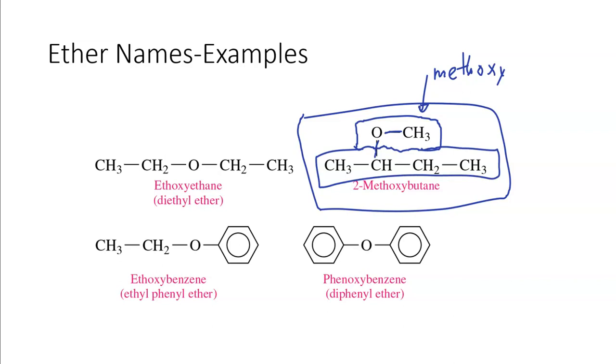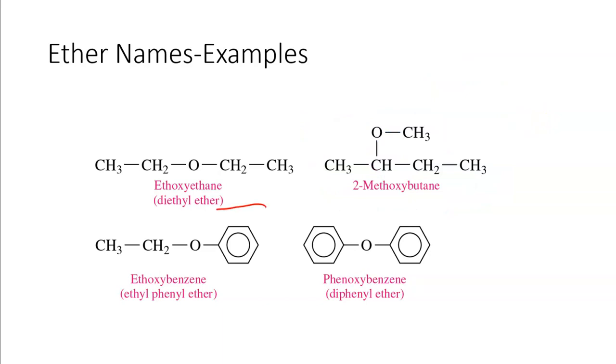Now I have to number the carbon chain, giving the smallest number possible for the carbon atom containing the ether functional group. So I will start numbering from this end, 1, 2, 3, 4. So the name will be 2-methoxybutane.